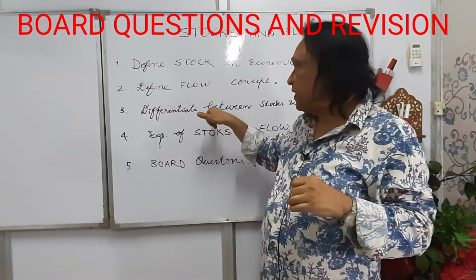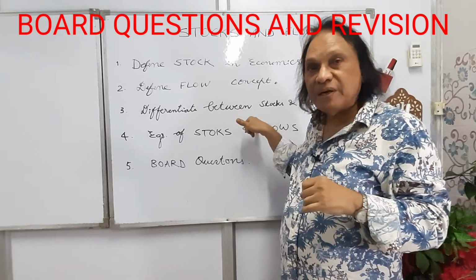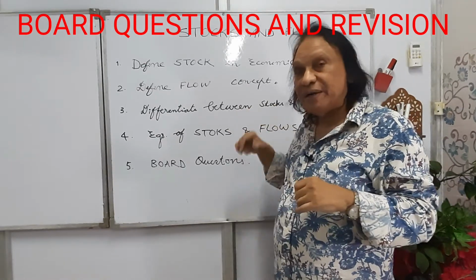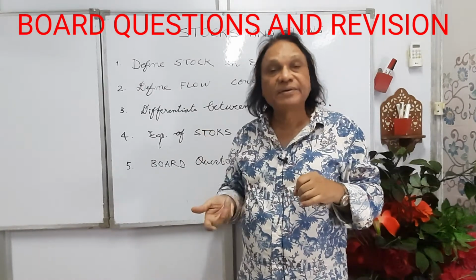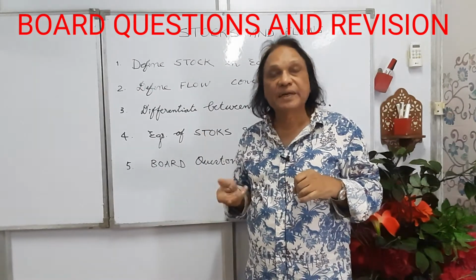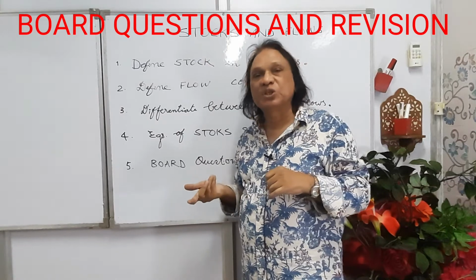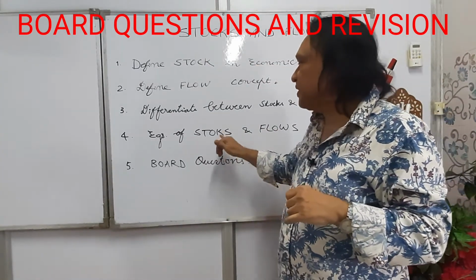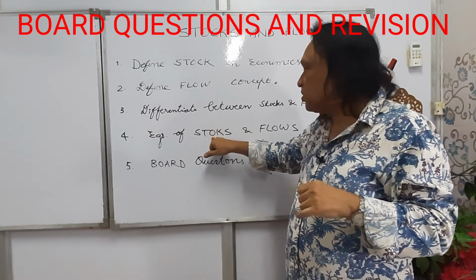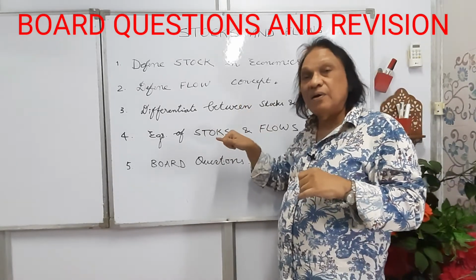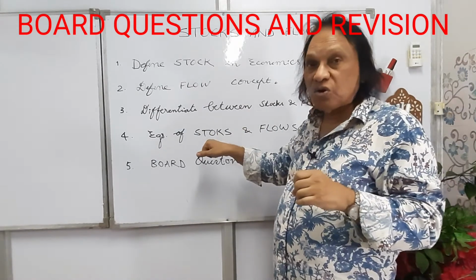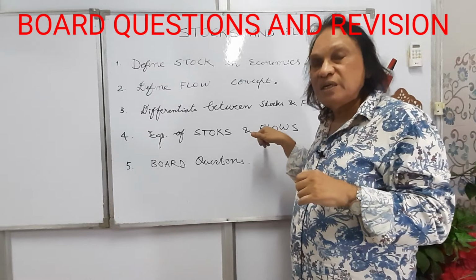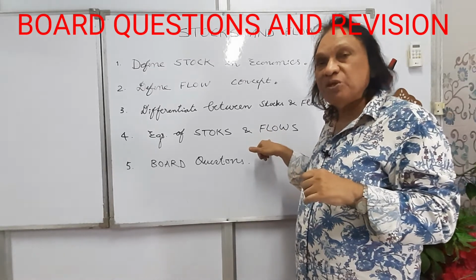The same examples again. Under stock, you write national capital and national wealth. Under flow, you will be writing national income, GDP, NDP, depreciation, capital formation. So examples of stocks I give you once again: national wealth is a stock. National capital is stock. And the flow concept, national income is flow, depreciation is flow, capital formation is flow.